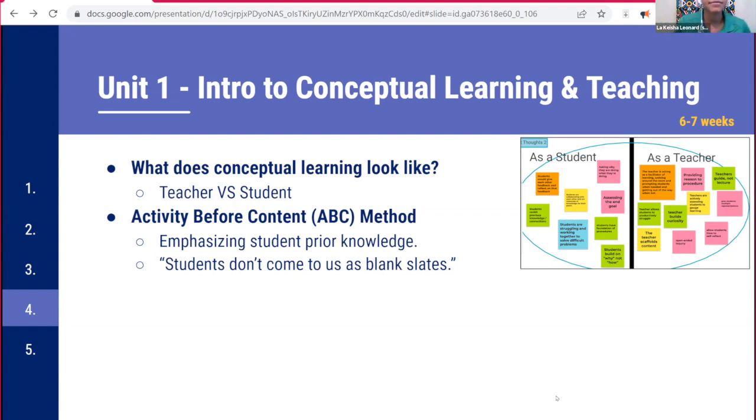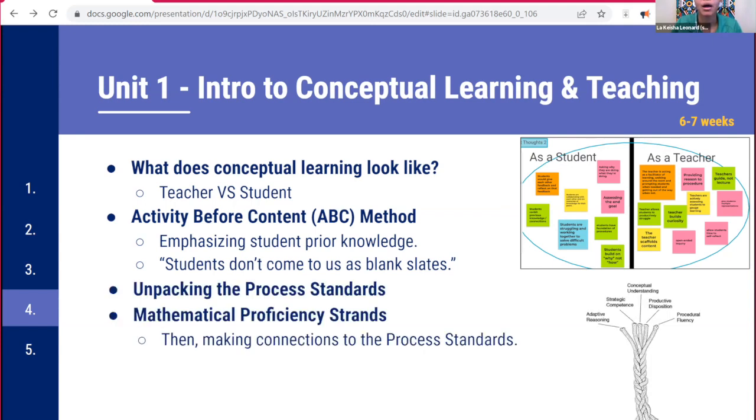I touch on activity before content, so the ABC method. So basically, this emphasizes student prior knowledge, which is what all you teach in the 5E model is about, giving students access to experiences before you start teaching them about the content. And the biggest emphasis here is students don't come to us as blank slates.